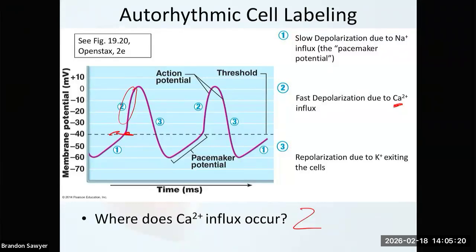And so it's because of getting down here to this hyperpolarized state that closes the potassium channels and reopens the sodium channels. So then it just starts back up again and starts letting sodium in again right away and moves into the next action potential.